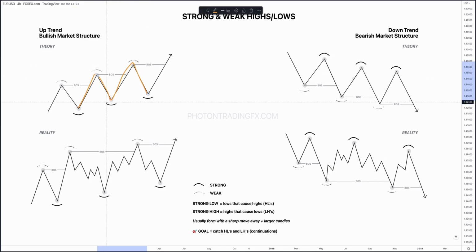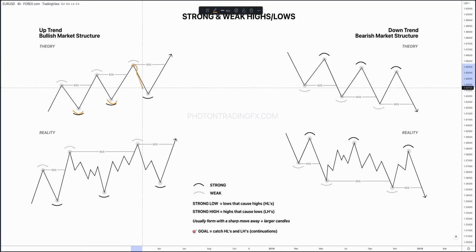Price pulls back near it, but as long as it holds, it's still a strong low and it moves to the upside, okay? So in a bullish market, you have strong lows, and that's why we want to be buying from the strong higher lows, okay? And that's why I was saying the whole idea of the strategy is we want to be catching these movements. We want to be trading from these strong lows, okay?